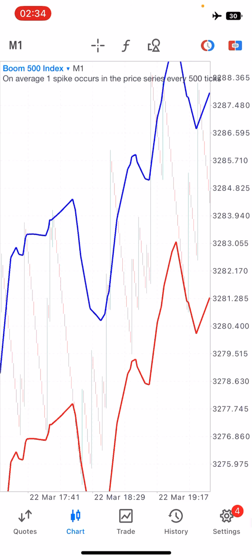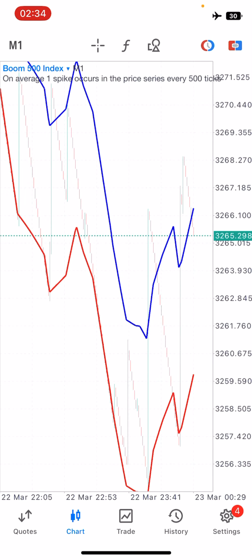Okay, so if you click done, we should have some envelopes on our chart. That's the blue band, the upper band, and then the red one is our lower band. Okay, simple, right?